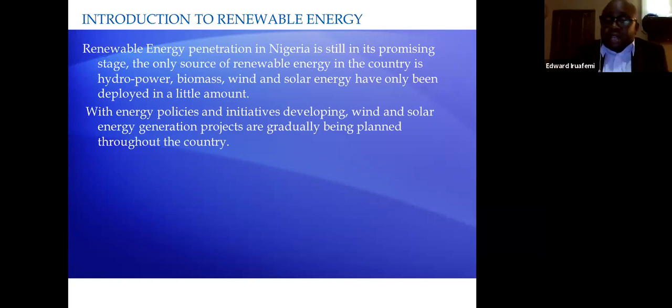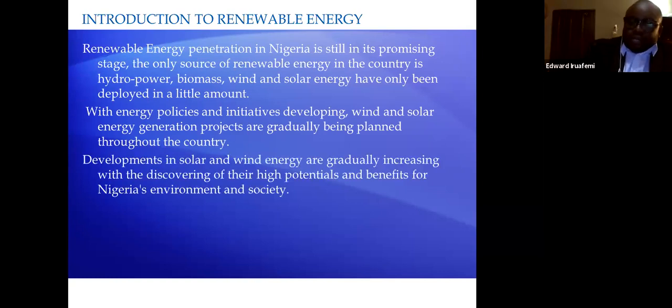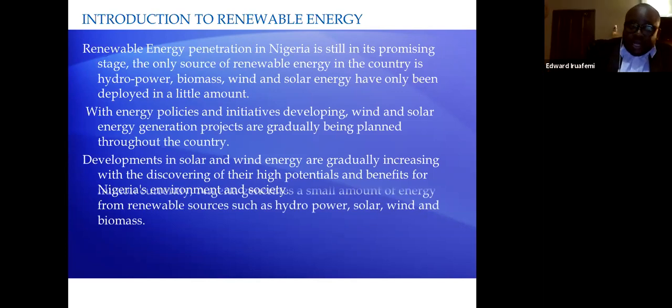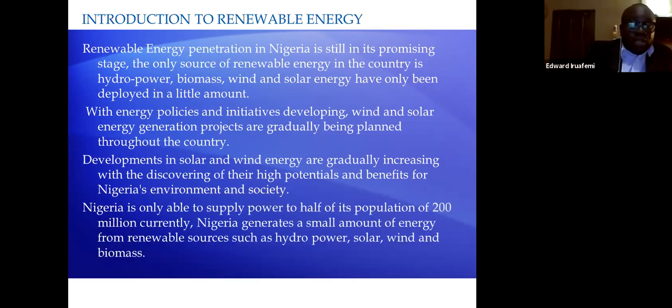A lot of initiatives have started. They are all looking into putting Nigeria forward in having solar energy generation going on in the country to generate more energy. The development in solar and wind energy is gradually increasing with the discovery of high potentials and benefits for the environment in Nigeria. Nigeria is only able to supply power to half of its population of 200 million currently. And as I said earlier, generation is a small amount of energy from renewable sources, such as hydropower, solar power, wind, and biomass that we have, but we don't really put more energy into it.